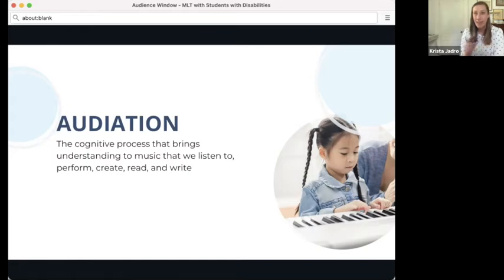So the song, and you can write it in the chat, I'll look at the chat too, if you know what tonality the song was in.